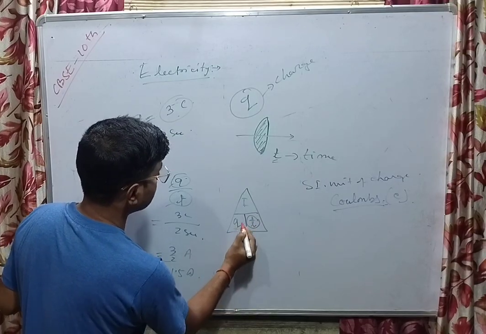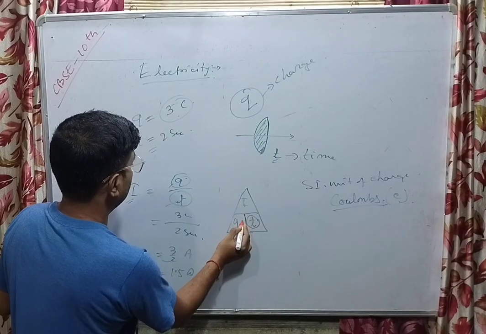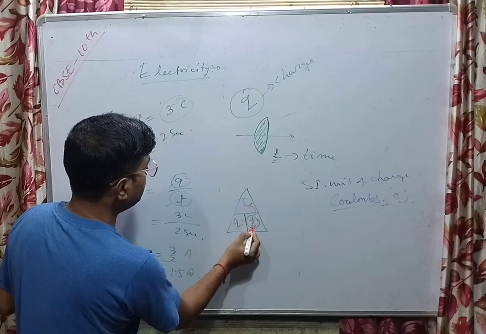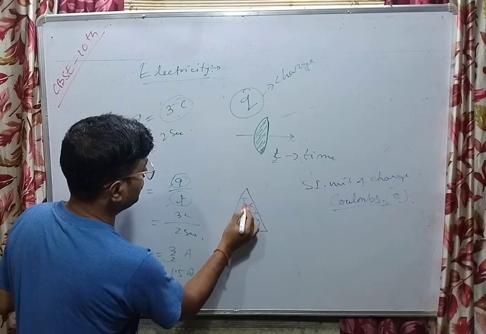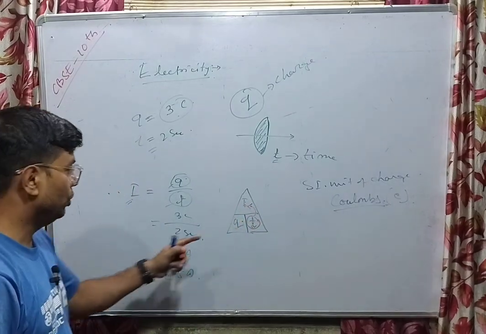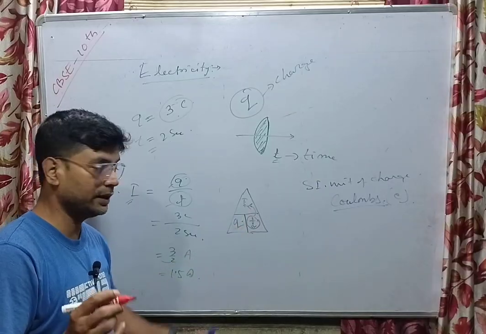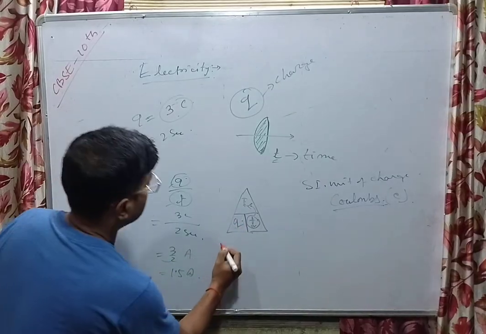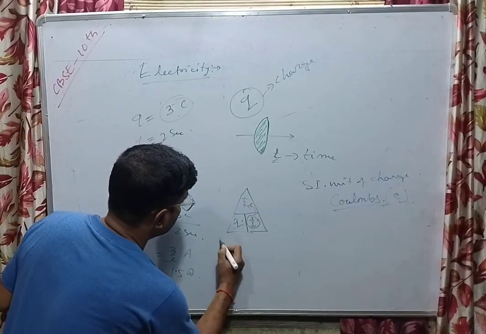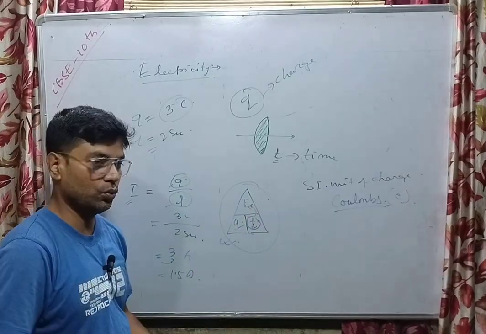T is equal to Q by I. Okay. And Q is equal to what? Q is equal to I into T. Multiply these two. And T is equal to Q by I. And if two of these three variables are given, then you can calculate the third one using this relation. And you can memorize the relation by this term also.